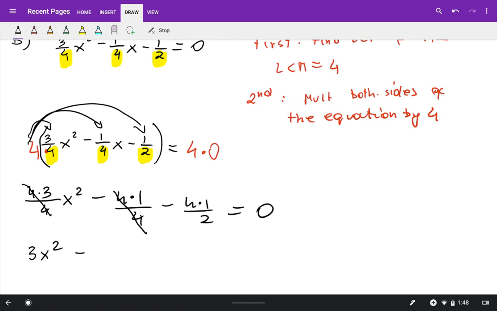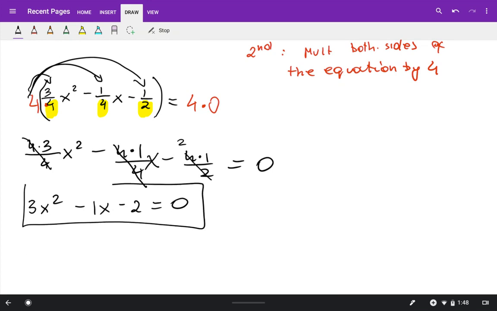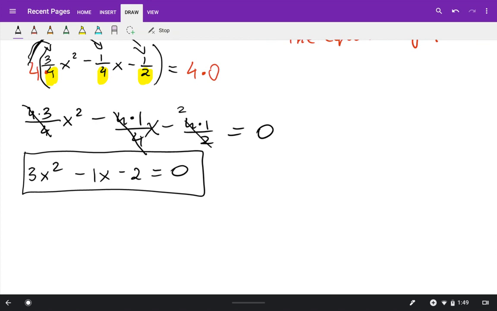4 cancel, minus 1. I'm sorry, I forgot to put x. Minus 1x. 4 divided by 2 will give you 2. 2 times 1, it's 2. Minus 2 equals 0. So now you have equivalent equations, so you don't need to worry about your coefficient being a fraction. So now we're ready to apply the quadratic formula.